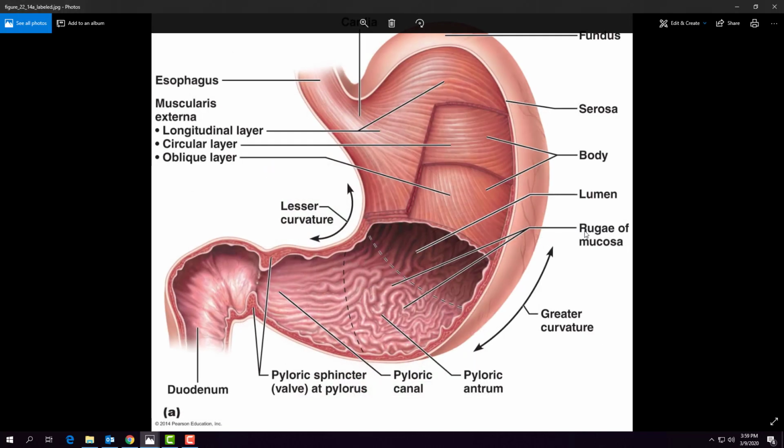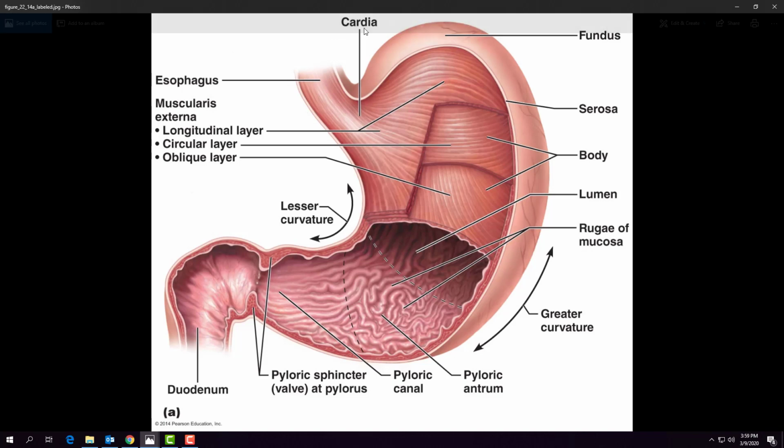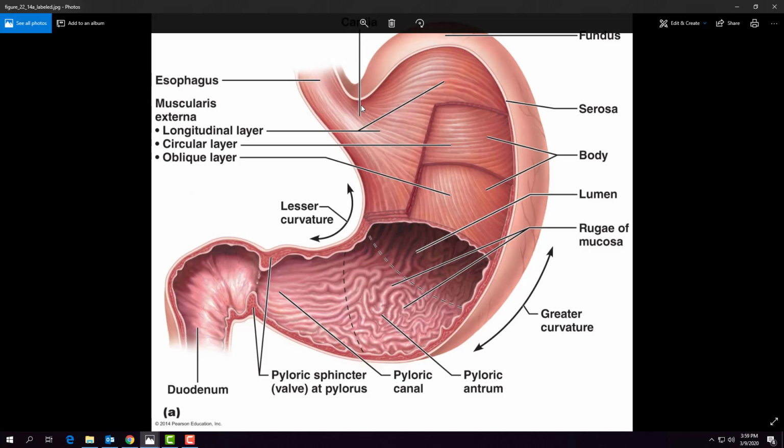Okay, so as the food comes in, first of all, lesser curvature right here, greater curvature here along the outer portion. Cardiac orifice is going to be this area, cardia, right there. This cardia is the area where the esophagus comes into the stomach, and there's going to be a sphincter muscle right there called the gastroesophageal sphincter, which will regulate the passage of food from the esophagus down into the stomach. The fundus of the stomach is this large portion up here at the top.